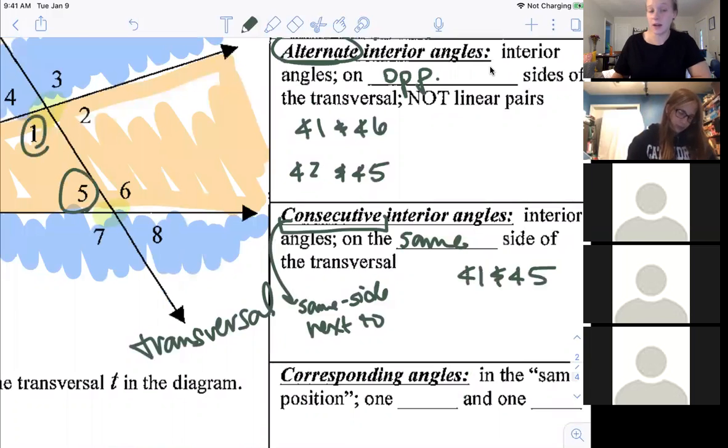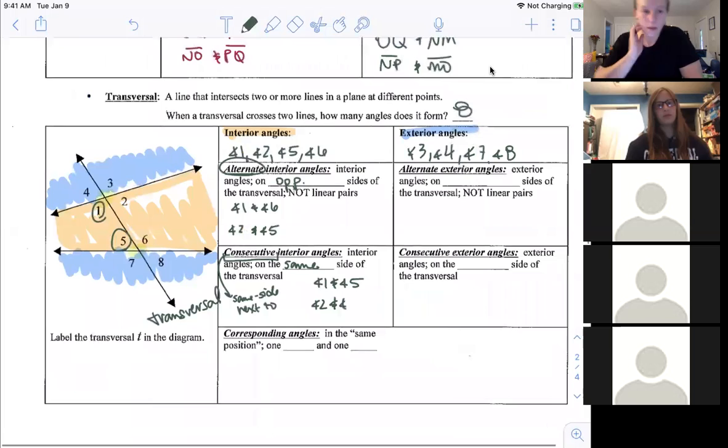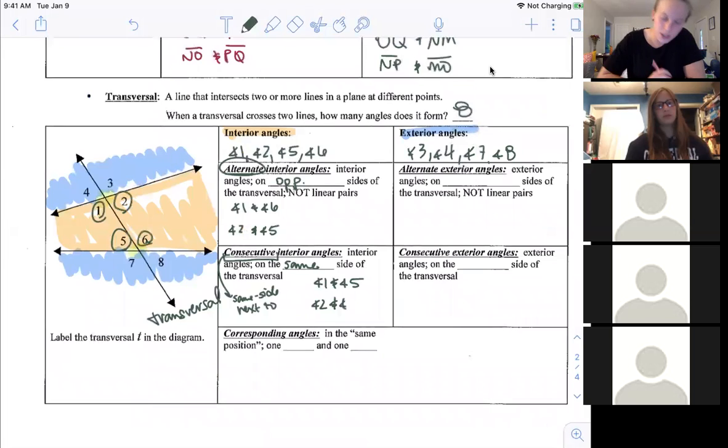What's the other set of consecutive interior angles? 2 and 6. 2 and 6, very good, Jane. Again, they're both on the interior and they're both opposite each other. Very good. Okay, so those were our 2 types of interior angles.